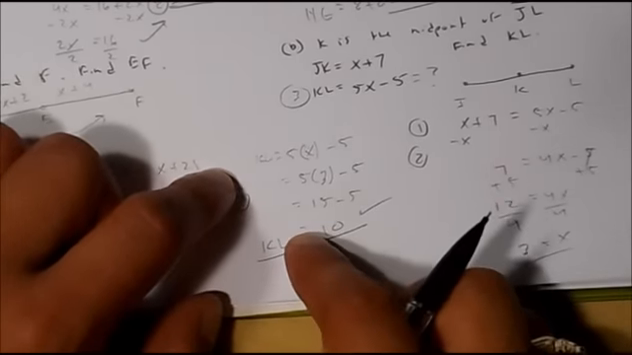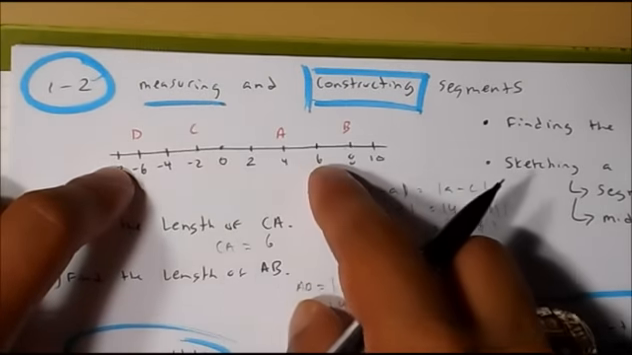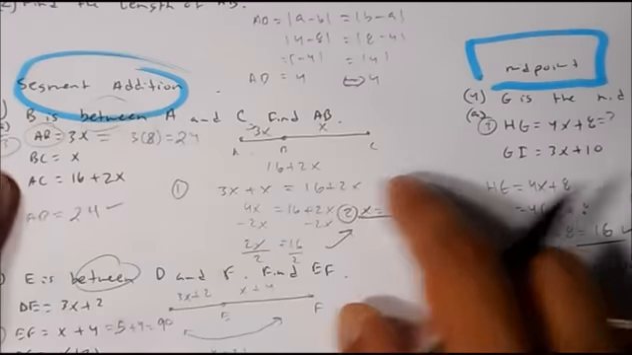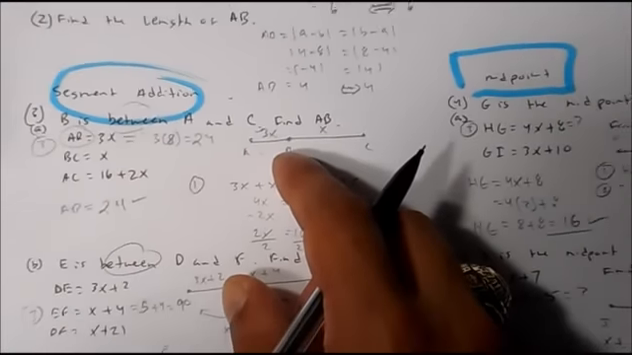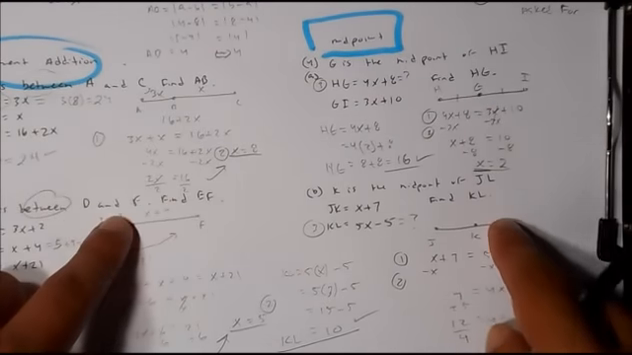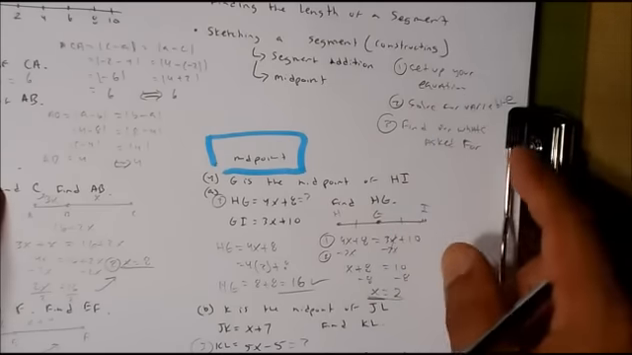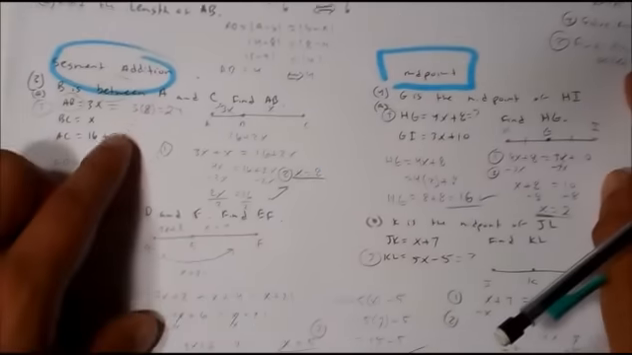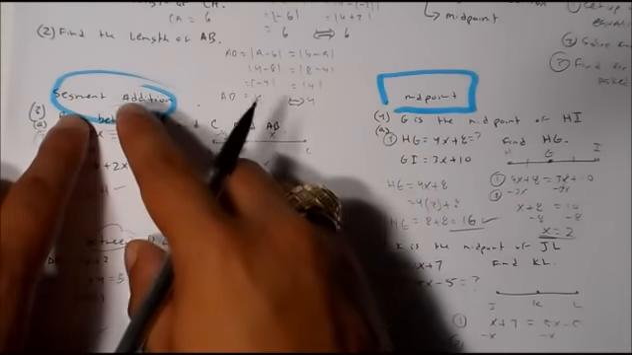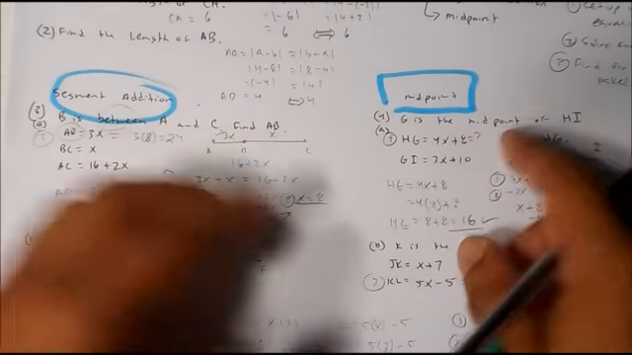Okay, so this is it for all these problems. Remember, measuring deals with distance. Think of it as a ruler from one point to another. Constructing segments deals with sketching the lines properly. Following the steps: set up your equation, solve for the variable, and then third, solve for what you're asked for. Think about the wording of segment addition, whether it's the word between, and for midpoint, whether it's the word midpoint. Okay?